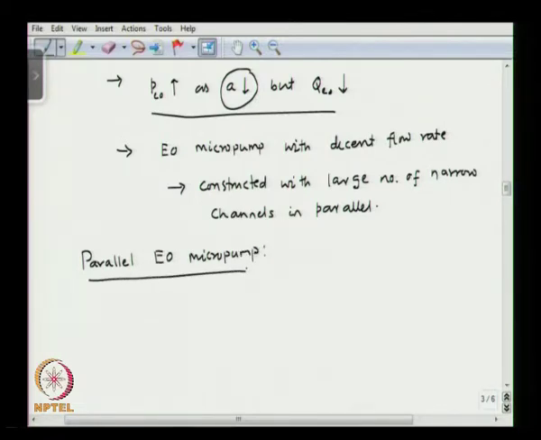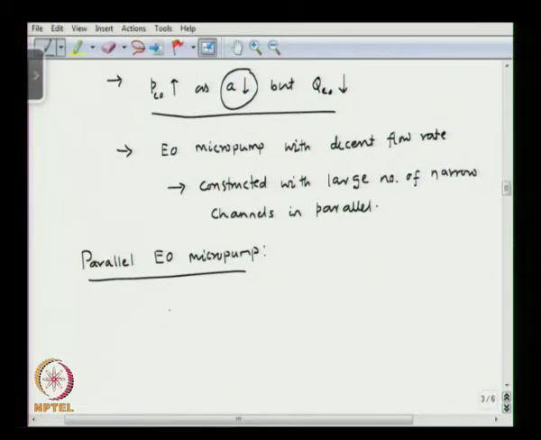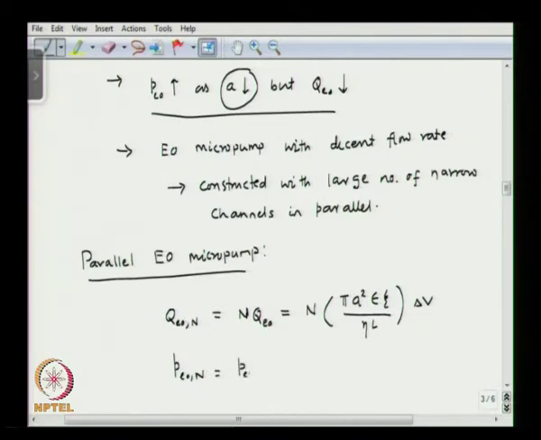parallel electroosmotic micropump. Here we can consider n different microchannels, each having channel size of A and length L. If you do that, we can say the Q electroosmotic for n channels is going to be n times the flow capability of a single pump, which equals n times pi A squared epsilon zeta divided by eta L into delta V, and the pressure capability P_EO is the electroosmotic pressure, which is 8 epsilon zeta over A squared into delta V.